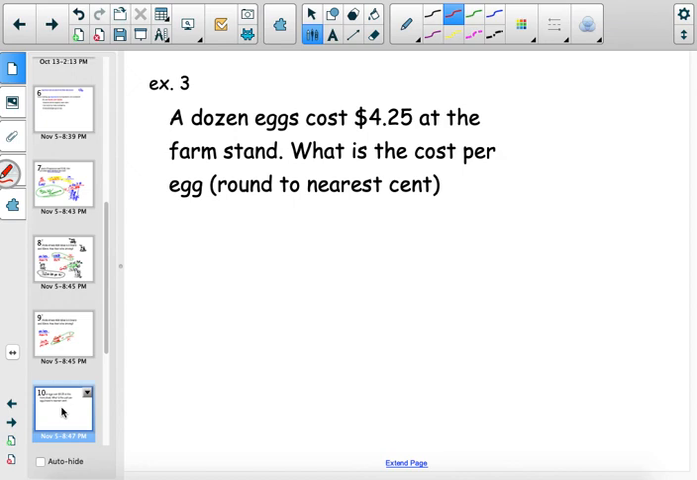First, yeah, it would be money and then eggs. Yeah, it's money. Money per one egg. I can walk around and check. If you're having trouble, raise your hand and I'll help you. All right, set it up. We want dollars on top of it. Dollars.